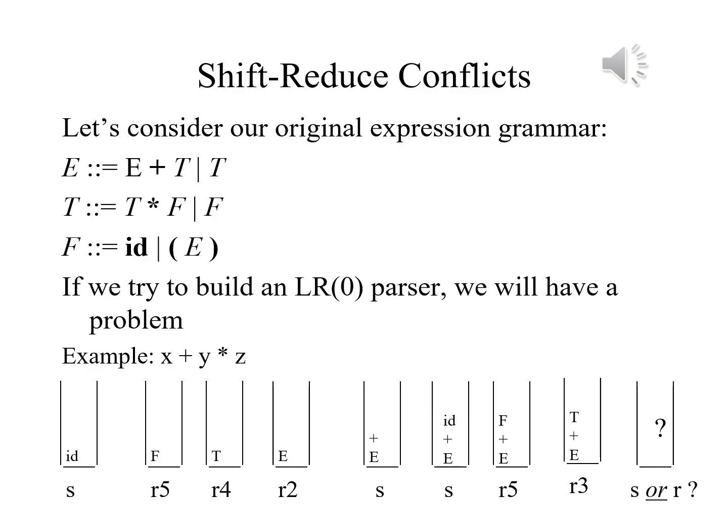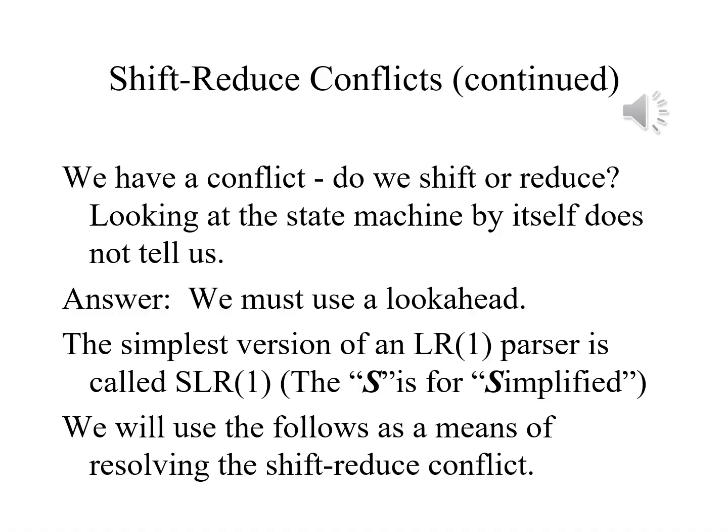And then what? We have a choice. We can either reduce by E derives E plus T, or we can shift, placing the asterisk on the stack. But the problem is, without looking at a look-ahead, we can't say for sure which action should be taken. Before we try an LR1 state machine, we will build an SLR1 state machine, where the S stands for simplified. We see that the process of building the state machine doesn't really look different from the LR0, but as we build it, you will see how it will look different.